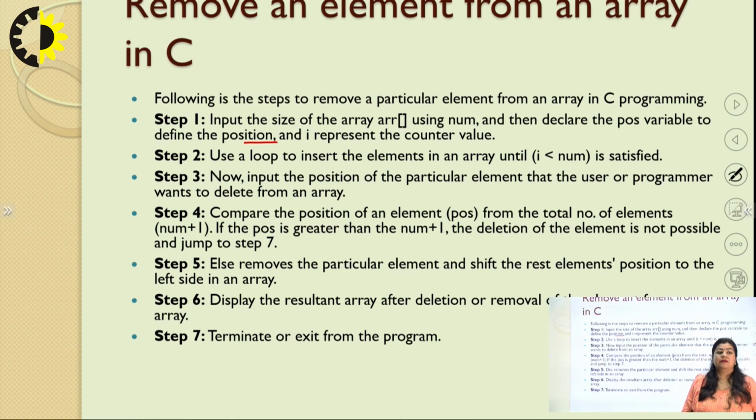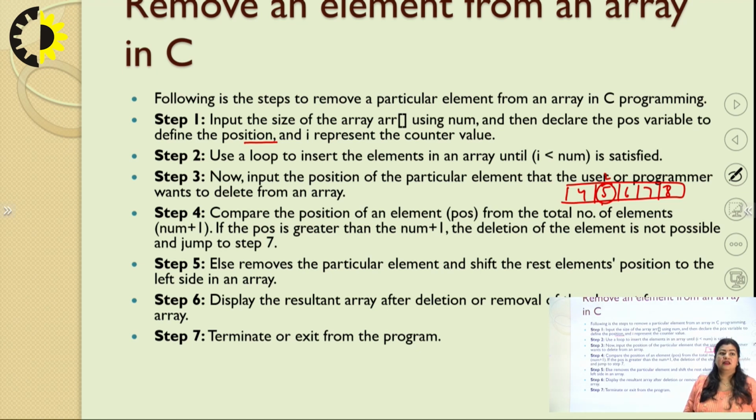Then step 3, input the position of the particular element that the user of the program wants to delete from the array. So you can find out the location. That means 4, 5, 6, 7, 8. Here is the array. So we want to delete the 5, that means position number 2. We want to delete this element which is at position number 2.